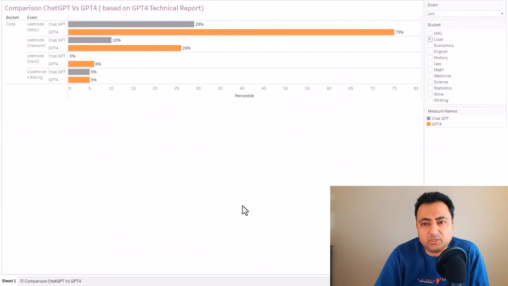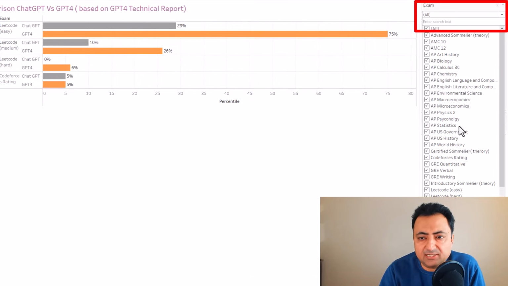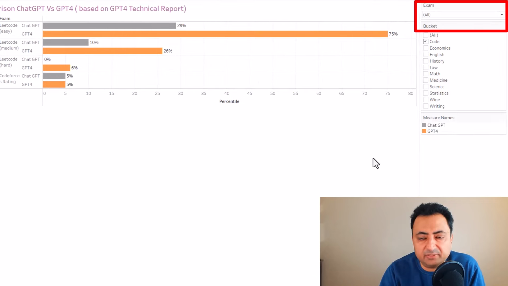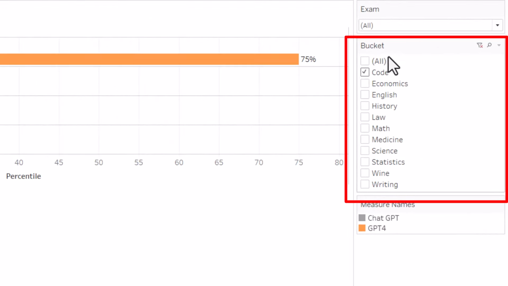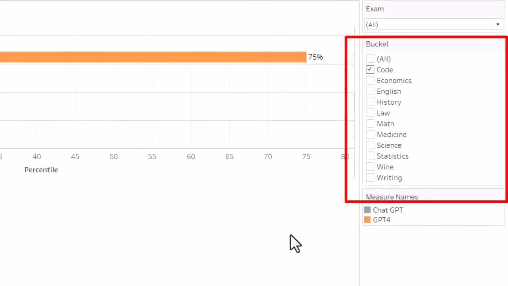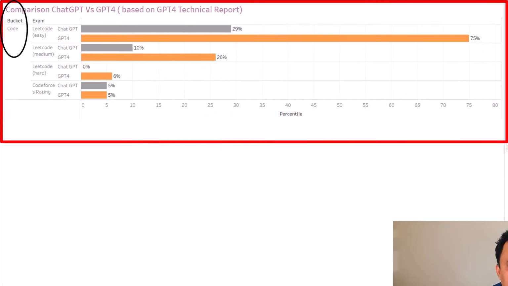Let's just take a quick look at the dashboard. So the dashboard primarily has 3 sections. The first one talks about exams, and you can select any exam of your liking. It's got all 34 that were mentioned in the GPT-4 technical report. The next section is buckets. So buckets are the 9 buckets that we've condensed those 34 exams into. And then the main section consists of the graph, where we can see the bucket followed by the exams that are there, followed by the chart.